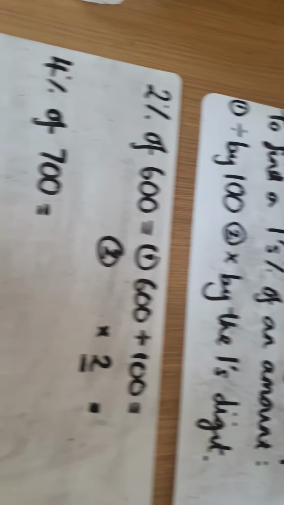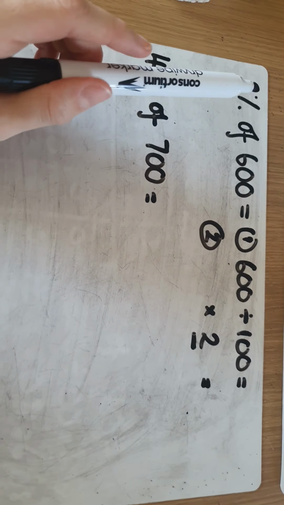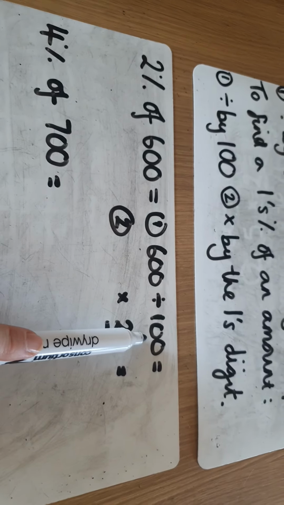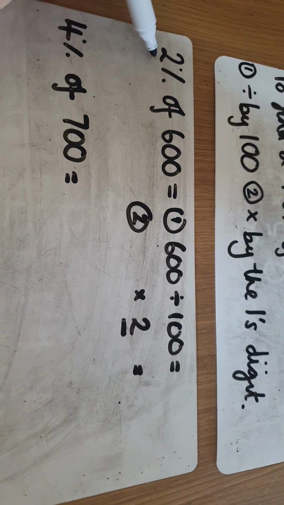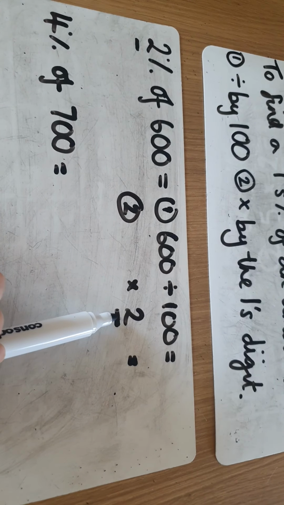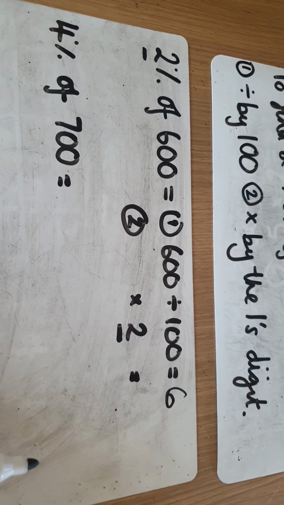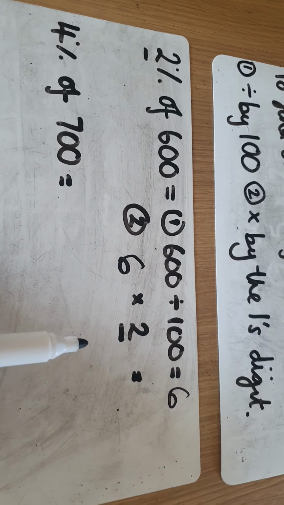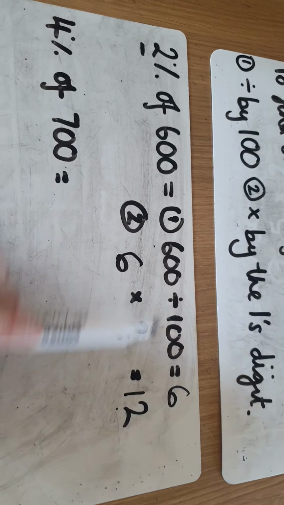So let's have a look at some questions. We have 2% of 600. So the same method to start off with. We need to divide by 100, as it says here, and then multiply by the ones digit. So 2 is my ones digit in my 2%. So I'm going to multiply it by 2. So we worked out that there are 6 100ths in 600. Therefore, 6 times by 2 is 12. So 2% of 600 is 12.